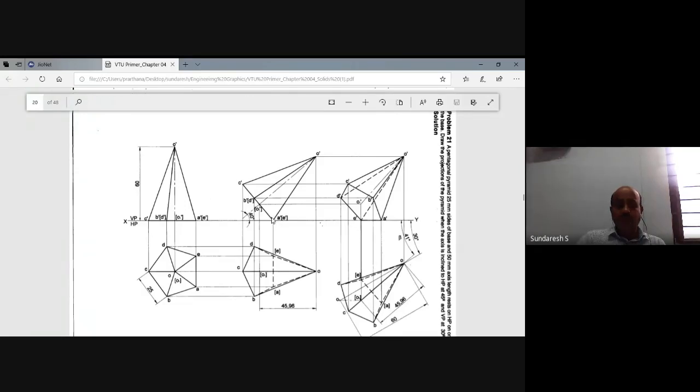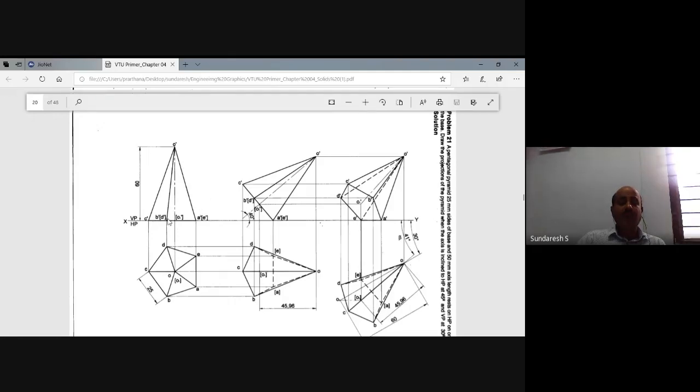From that point, take a 45 degree line in the clockwise direction. Then measure the length of A dash and C dash, draw a line and complete A dash and C dash. So once you get this line, then we can easily construct the front view of the pyramid. How to do it? First construct the outer triangle, which is easy for you.